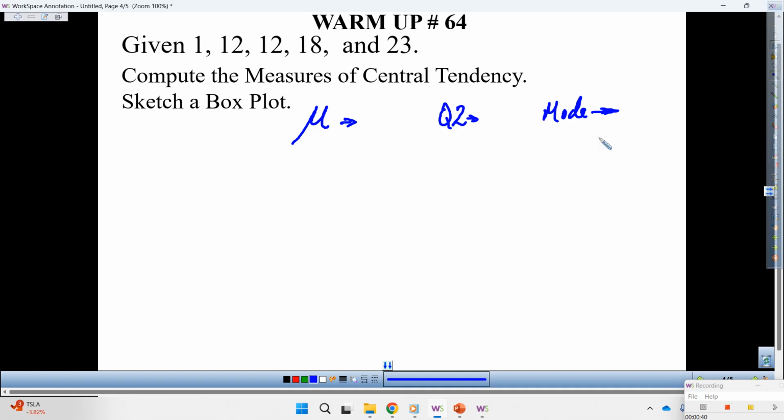All right, pass someone. What'd you get for the mean? 13.2. Have you got that? Looks about right. Pass someone for the median. 12, looks about right. Pass someone for the mode.